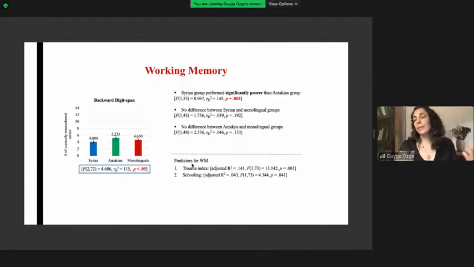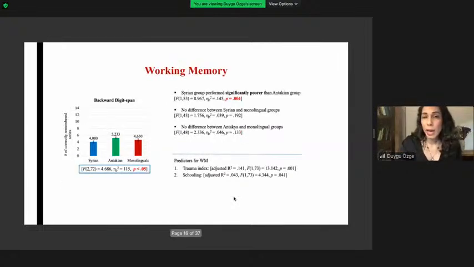And when we looked at individual predictors, I mean, why would they have a worse performance compared to non-refugee bilinguals? We saw that their trauma index and the amount of schooling, the years spent in education, predicted their working memory abilities. So the higher trauma you have, the worse working memory abilities you have. The longer you spend in schooling, the better working memory abilities you have. So schooling improves your working memory. And of course, a healthy, non-traumatic life as well.